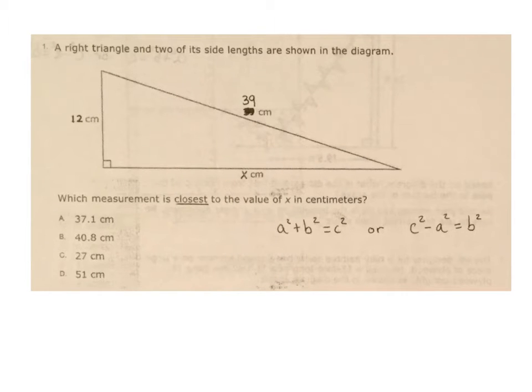Okay, question number 1. A right triangle and two of its side lengths are shown in the diagram. Which measurement is closest to the value of x in centimeters?